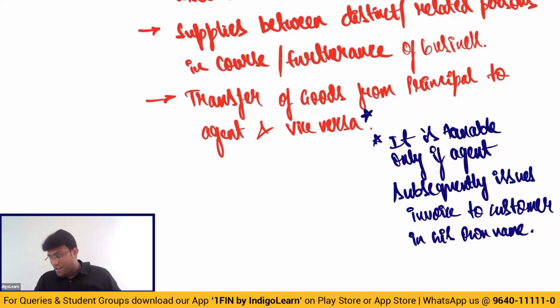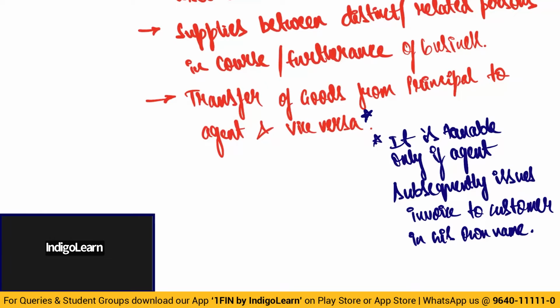All of us? Come on, friends. What the first point we have done? Come on, friends. Permanent transfer of what? Permanent transfer or a disposal of what? Business asset on which what is claimed? ITC is claimed. Second, what is second point? Come on. Supply between what? Distinct or related persons in the course or furtherance of business. Third point. Transfer of goods from where? Principal to agent. Transfer of goods from principal to agent. So we're done with 3 points, my dear friends.